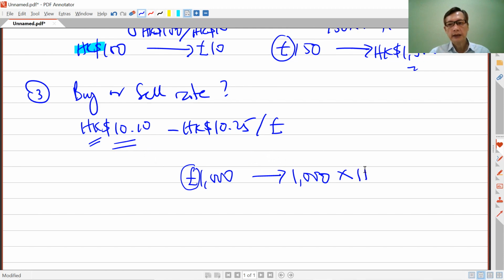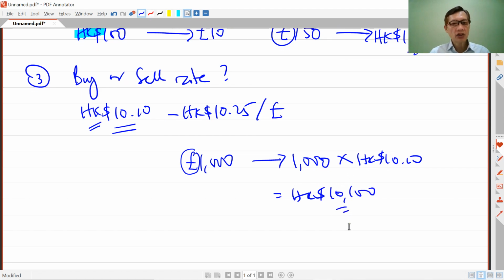10.1. So you will get back Hong Kong dollar 10,100. So we understand that that will be the rate that the bank will be using. Now, after understanding, we want to come up with rules to help you do the calculation as fast as possible and without any mistake. So let's analyze.